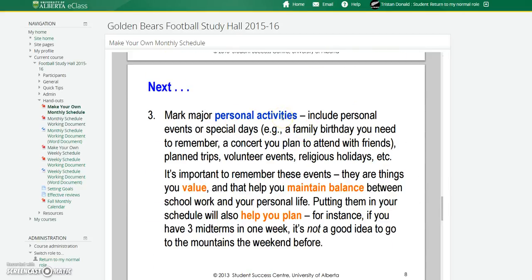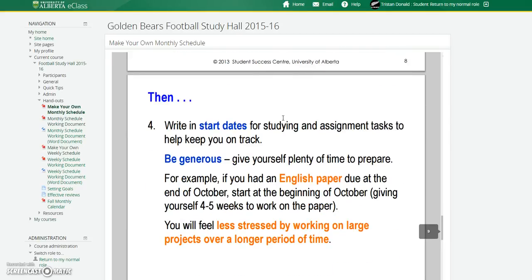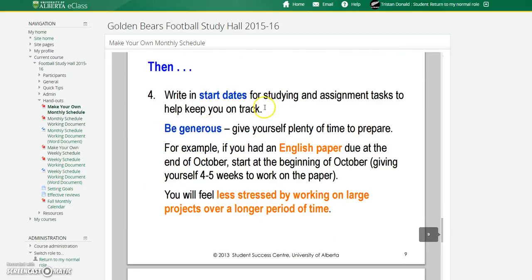Personal activities are allowed as well. Put on anything that happens monthly, not weekly. Lots of examples there. Write in the start dates. So this is our 3 weeks. Go back 3 weeks. Here we even encourage you, be generous. Give yourself plenty of time.